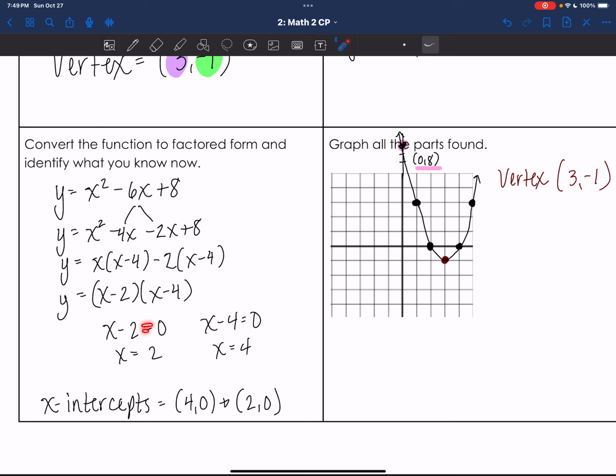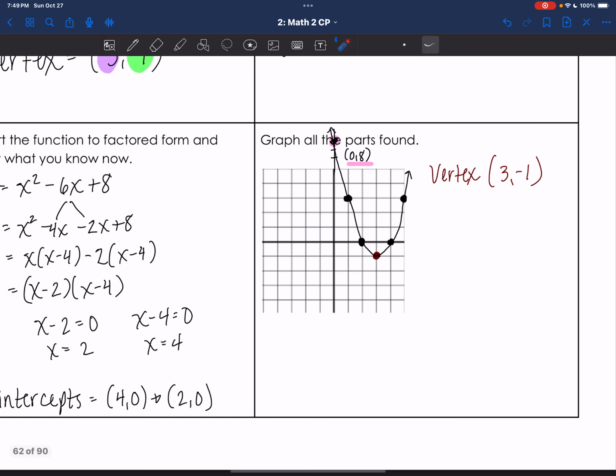And remember, you need to set them both equal to 0. Then add 2, and so you get x equals 2. And then we're going to add 4, and that's why you get x equals 4. So now put it into your x-intercepts. And that's the information you can get from factored form.